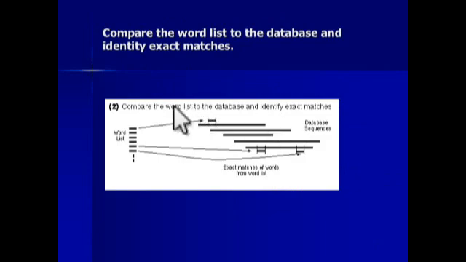You can see that we compare the word list to the database and find exact matches. I can see that the word list is matching with this one sequence at only one place, meaning it has a match of only one word. Over here it is not matching at all, and over here you can see that it is matching at two places.